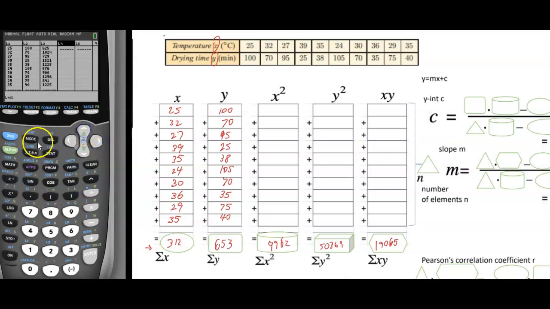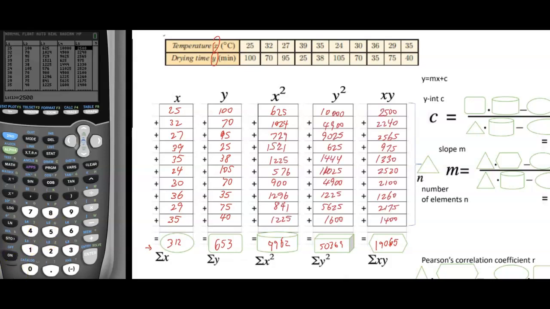And then what about L4? We'll do second L2 squared. And it populates it. And then finally for L5, we're going to do xy. So we'll do second L1 times second L2, and it populates it. So now all we need to do is copy this data into these three columns. I'm going to start it here, 625, right? 625, 1024, but now I'm going to do it offline.